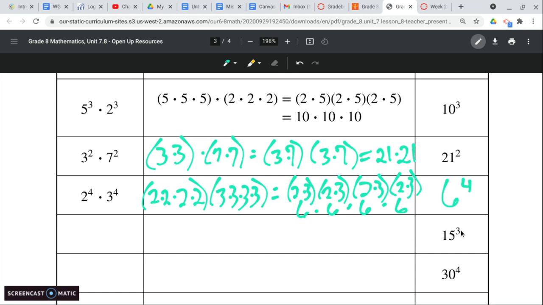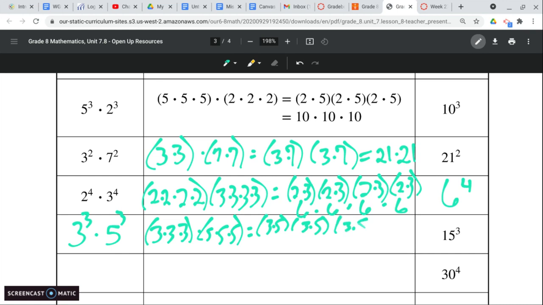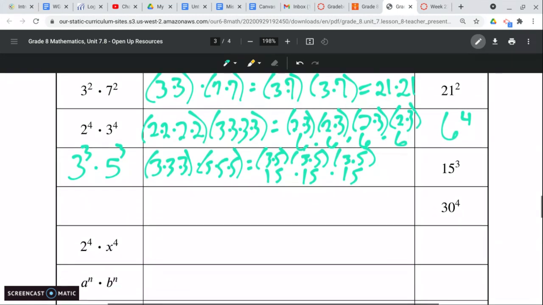So here we have 15 to the third. So what two numbers multiply to give us 15? Well, that would be 3 and 5. Being as it's to the third power, that means each of these will be to the third power. So we'll have 3 to the third times 5 to the third. We can see that from 3 times 3 times 3, and 5 times 5 times 5, 3 times 5, 3 times 5, 3 times 5, which is 15, 15, and 15, or our 15 to the third.